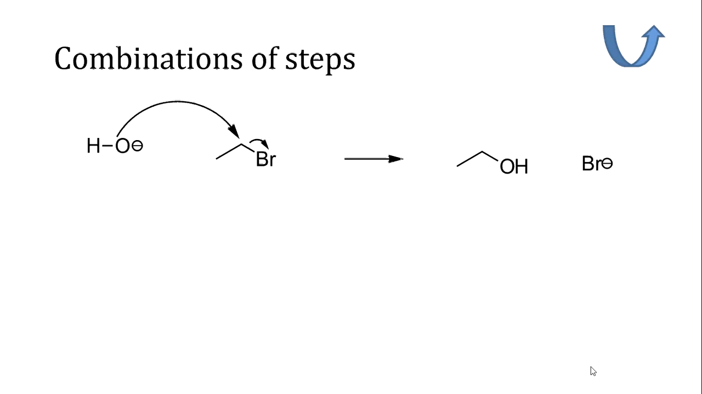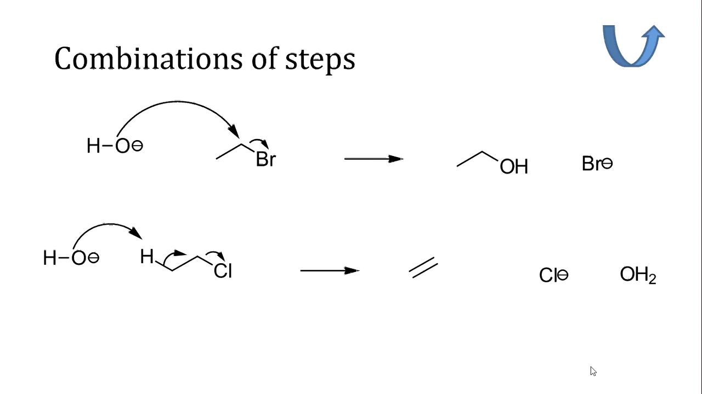Here is an example of a concerted substitution reaction involving a nucleophilic attack and a loss of leaving group at the same time. The hydroxide anion is attacking the carbon that has the carbon-bromine bond, and the carbon-bromine bond is leaving with the loss of leaving group at the same time.